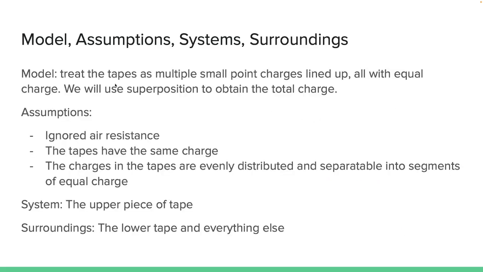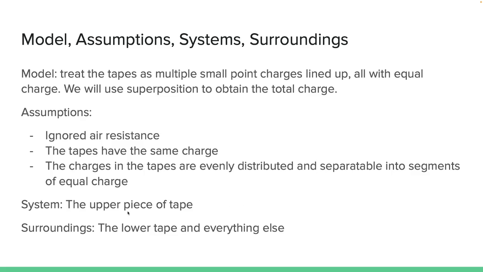The model was, we treated the tapes as multiple small point charges lined up, all with equal charge, and we used superposition to obtain the total charge by adding up the E fields and forces. The main assumptions are ignoring air resistance, that the tapes have the same charge, and that the charges in the tapes are evenly distributed and separable into segments of equal charge.